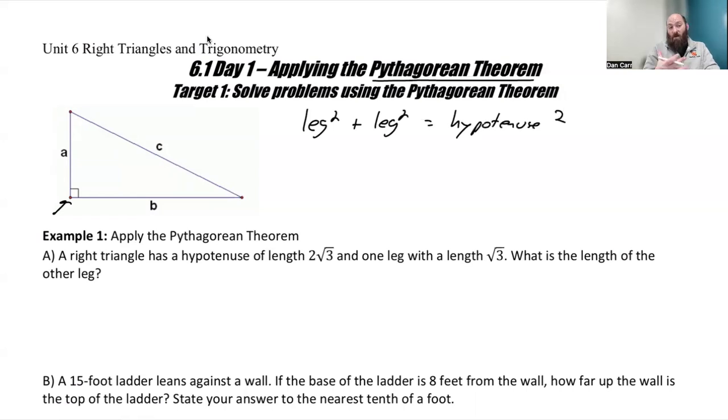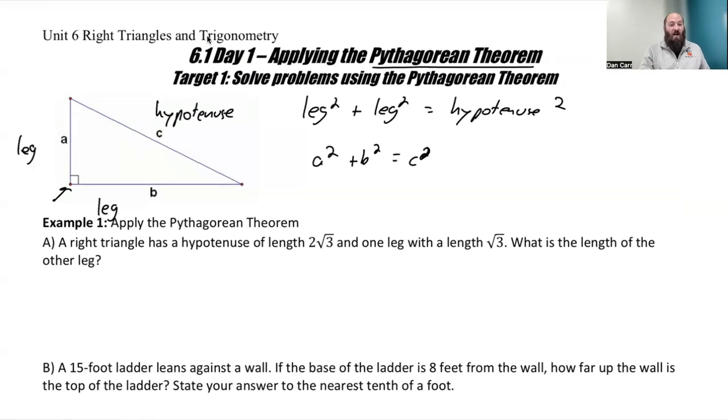Okay, so what does that mean in my diagram? Well, legs are what make up the right angle. So A and B are both legs. C is my hypotenuse. So that means when I simplify this a little bit with A, B, and C, it's probably something you've seen before: A squared plus B squared is equal to C squared. Okay. And that is our focus today. And that's what we're going to be working with a bunch of times.